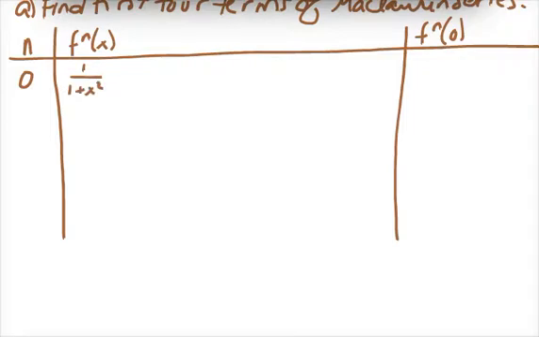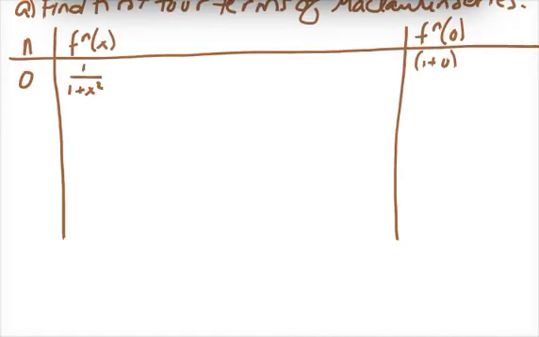All right, so let's begin. When n equals 0 it's just the function, and evaluating it, of course this is just 1 plus 0 to the negative 1, which is just 1. So when n equals 1, you've got to take the first derivative, and that becomes minus 2x times 1 plus x squared to the negative 2. Evaluate it at 0, and you get 0.